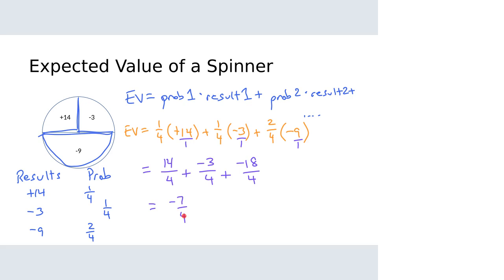And one thing that's true about expected values, we're going to write those as decimals. So we're going to go ahead and divide this and get -1.75. So the expected value for that spinner would be -1.75, meaning a player would lose $1.75 per spin. They can't lose $1.75 on one spin, but over the long term, if they play a whole bunch of times, they would expect to lose $1.75 per spin.